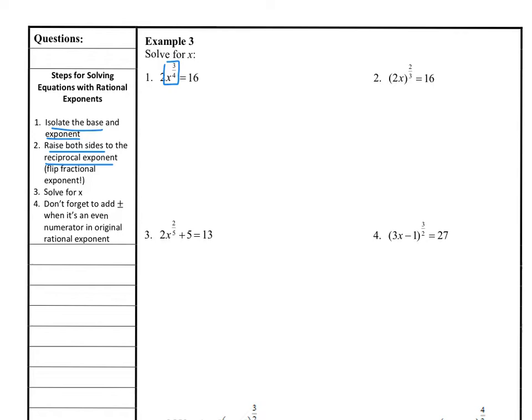Step 2: raise both sides to the reciprocal exponent, so flip the fractional exponent. Step 3: solve for x. Just like normal, solve for x, and don't forget to add the plus or minus when the even numerator is in the original rational exponent.